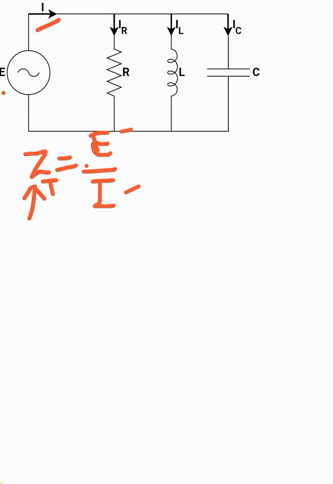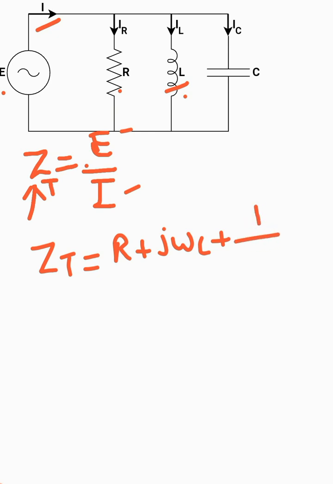So if we want to know the total impedance of this circuit, it would be simply the sum of the resistance R plus the reactance of the inductor, which is j omega L, plus the reactance of the capacitor, which is 1 over j omega C. So that becomes your total impedance of the network.